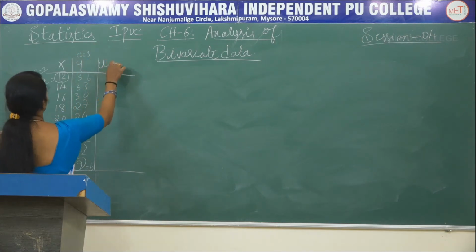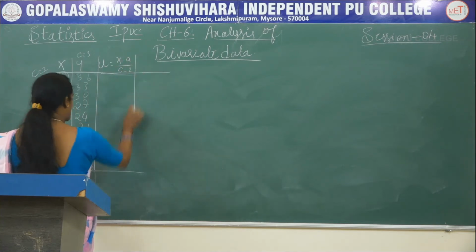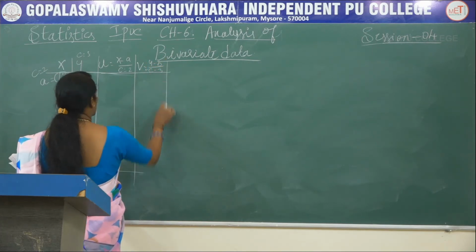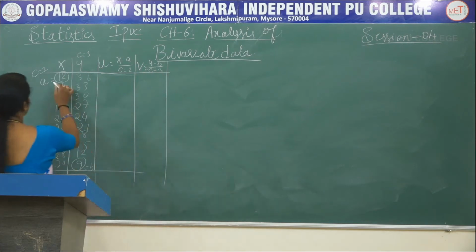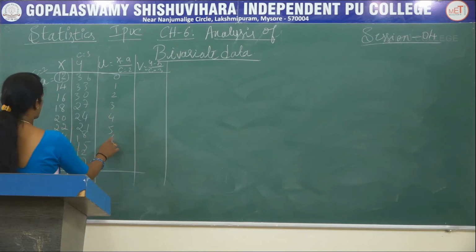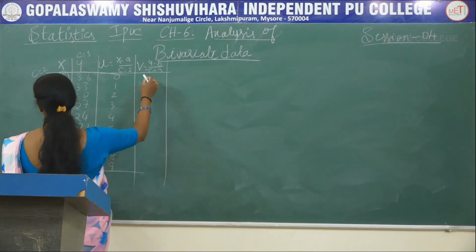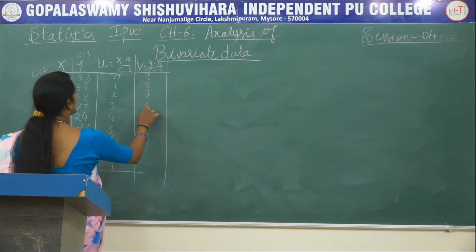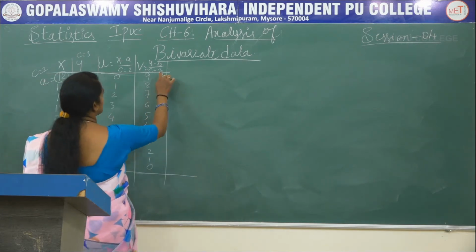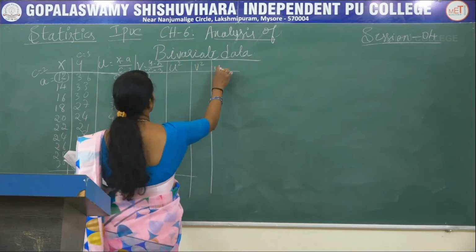So U is equal to (X minus A) by C, where C is equal to 2, and similarly V is equal to (Y minus B) divided by C, where C is equal to 3. So in X values if we take the deviation it is 0, 1, 2, 3, 4, 5, 6, 7, 8, 9. And similarly for this it is 9, 8, 7, 6, 5, 4, 3, 2, 1, 0. Next the procedure will be same. U square, V square, U into V.